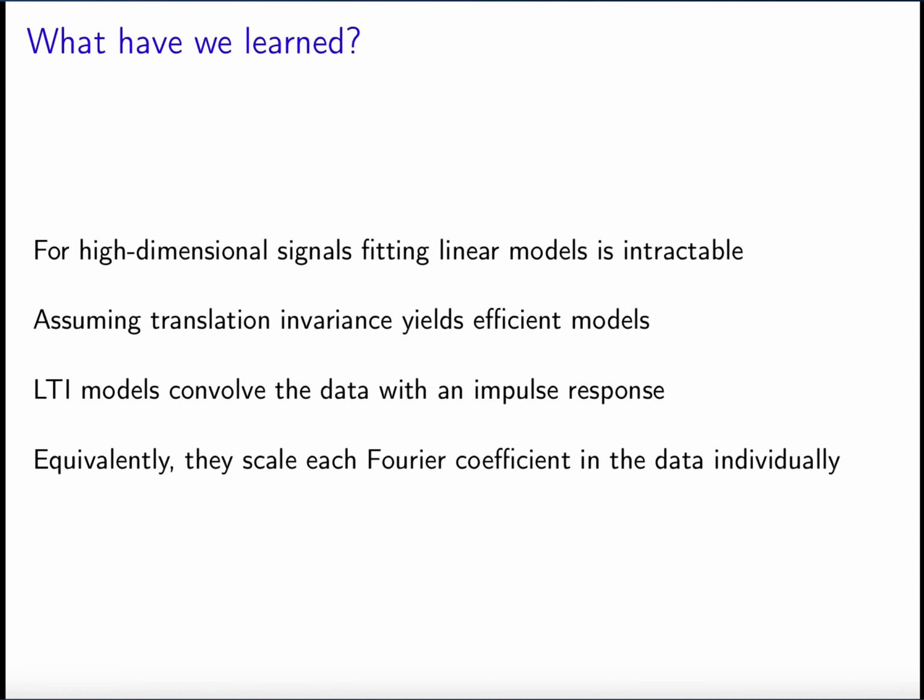In addition, we have realized that when we do convolution in the time domain or in the spatial domain, that's equivalent to computing a pointwise product in the frequency domain. So this means that linear translation invariant models scale each Fourier coefficient in the data individually. Okay, that's equivalent. Constraining your model to just scale each Fourier coefficient in the data individually is exactly equivalent to constraining your model to being linear translation invariant.